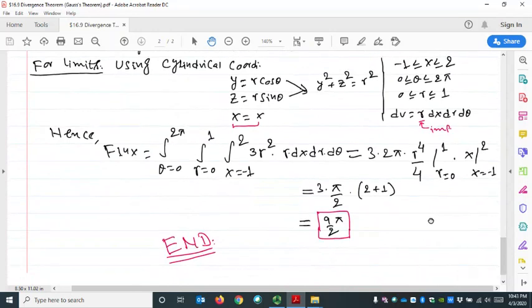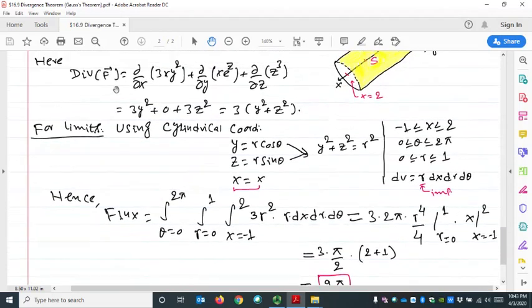So hence the flux equals the triple integral of the divergence of vector field F. We found the divergence of F is 3(y² + z²). In cylindrical coordinates, y² + z² becomes r², so 3r², and dV becomes r dx dr dθ. In dx dr dθ, our x integral is our inner integral, whose limits are -1 to 2. The r integral is our middle integral, whose limits are 0 to 1. And the θ integral is our outer integral, whose limits are 0 to 2π.